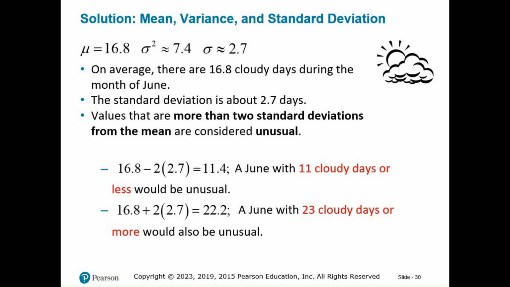If we figure that out for lower than the mean, that would be this first formula: 16.8 minus 2 times 2.7, because that was our standard deviation, equals 11.4, which means a June with 11 cloudy days or less would be unusual. Then we can do the same for the higher number. 16.8 plus 2 times 2.7 equals 22.2, which means a June with 23 cloudy days or more would be unusual.